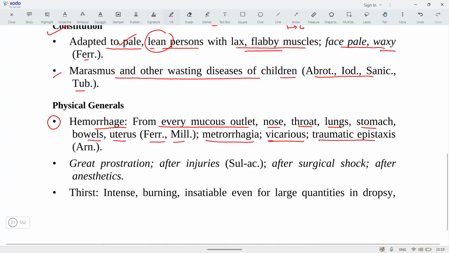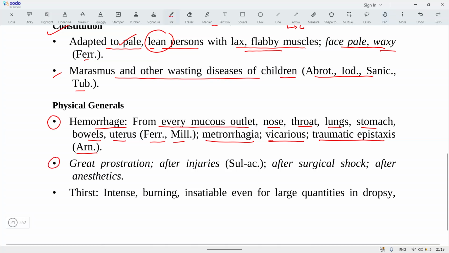Or in case of traumatic epistaxis, let us assume a blow on your nose. Because of that, there is bleeding through your nose, and that is known as traumatic epistaxis. Arnica is one of the very good drugs for any trauma. We can also think of acetic acid. So if there is a hemorrhage, we can think of acetic acid. Now, hemorrhage followed by prostration, we are more inclined towards acetic acid and cinchona.